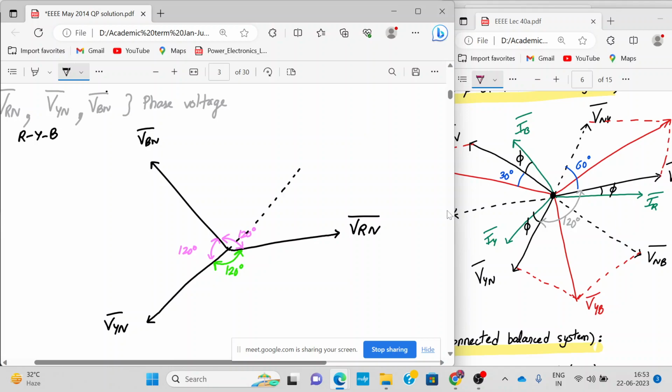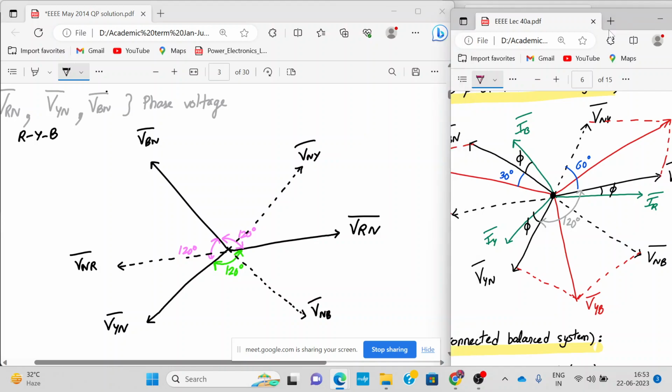Yes or no? Yes, sir. So same magnitude, draw VNY. What is the mirror image of VYB and VNB? Same parallel line, extended on that side. VNB. And what is the mirror image of VRN? VNR. You have drawn this? Can I move ahead?